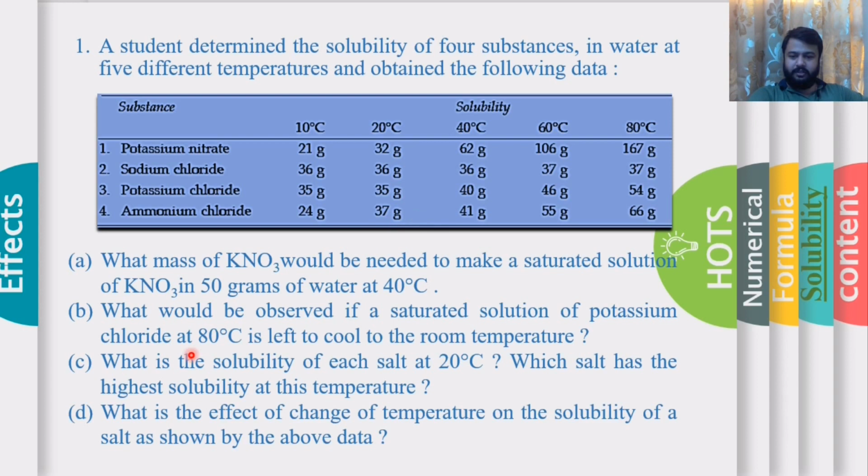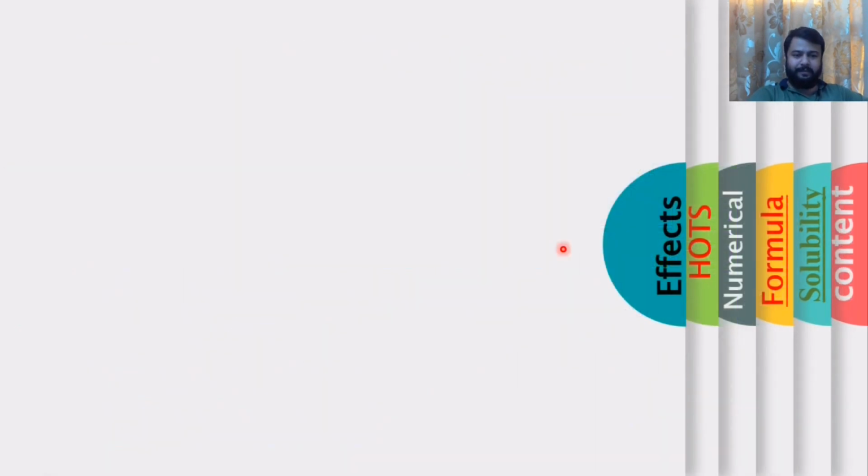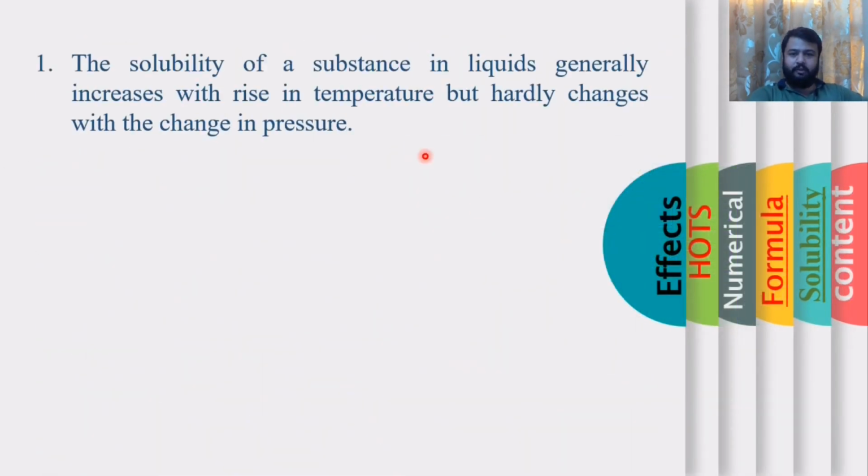Next question, what is the effect of change of temperature on solubility of a salt as shown by the above data? So from the above data, we can conclude that as the temperature is increasing, the solubility of the substance is also increasing. Next, effect of temperature and pressure on solubility. The solubility of a substance in liquid generally increases with rise in temperature but hardly changes with change in pressure. The solubility of a particular solid solute doesn't change with the pressure.